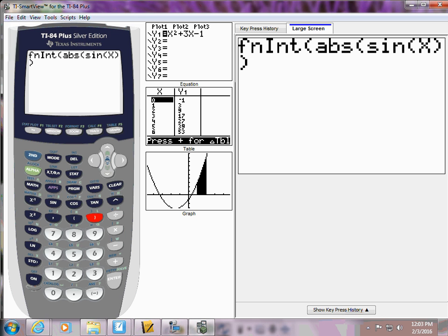When you use the calculator to evaluate a definite integral, you use the math 9, the function integrate. You put in the function, then what? Comma x, okay. Comma lower, comma upper. Very good. All right.